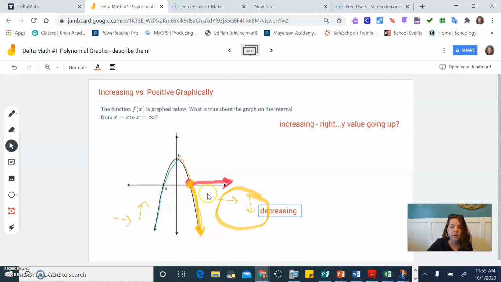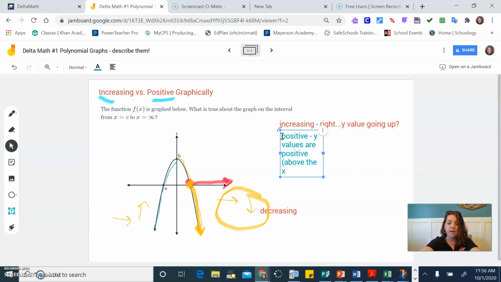Because on that side, as I go to the right, it's going down. But they're also asking about what happens. How do you know if it's positive or negative? Okay. For a graph to be positive, in that interval, the y values are positive, which means it's above the x-axis. The graph is above the x-axis there.